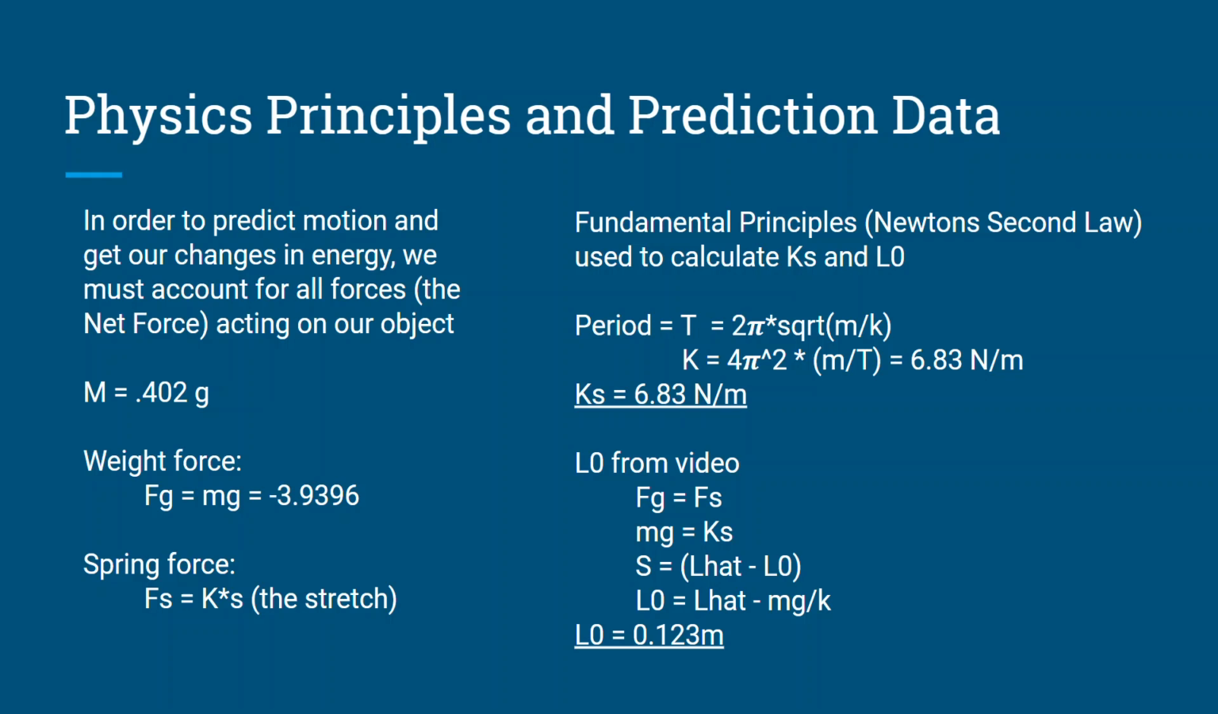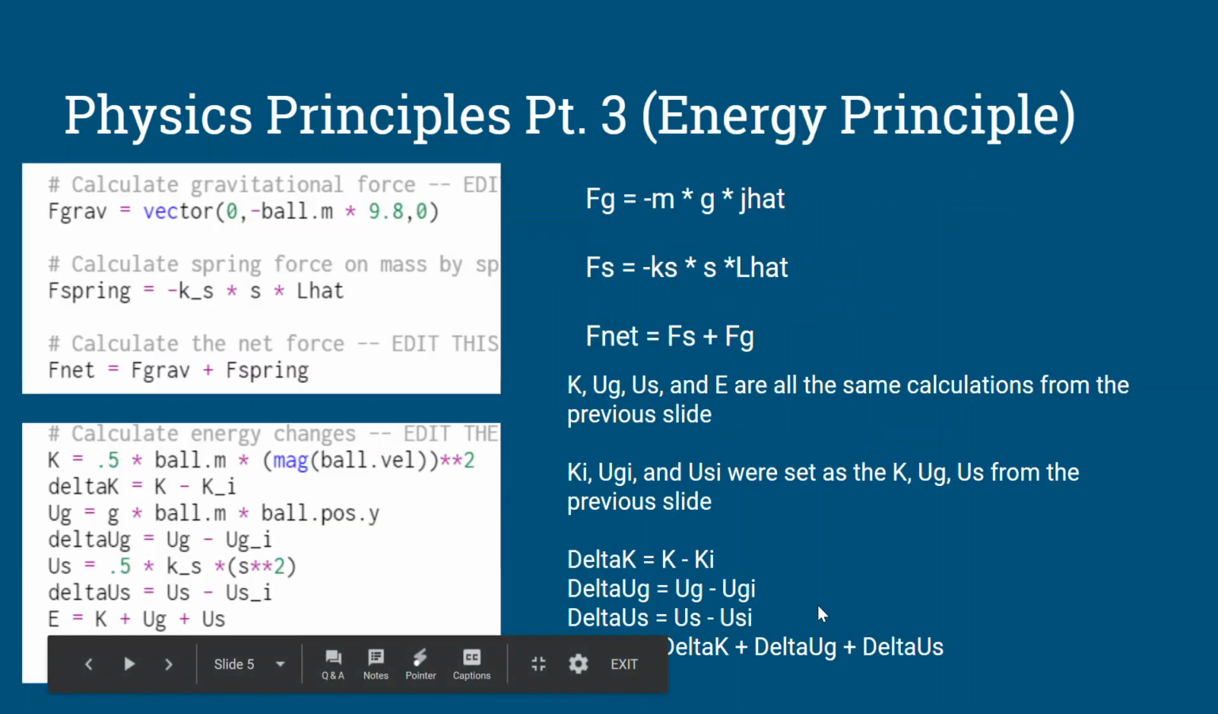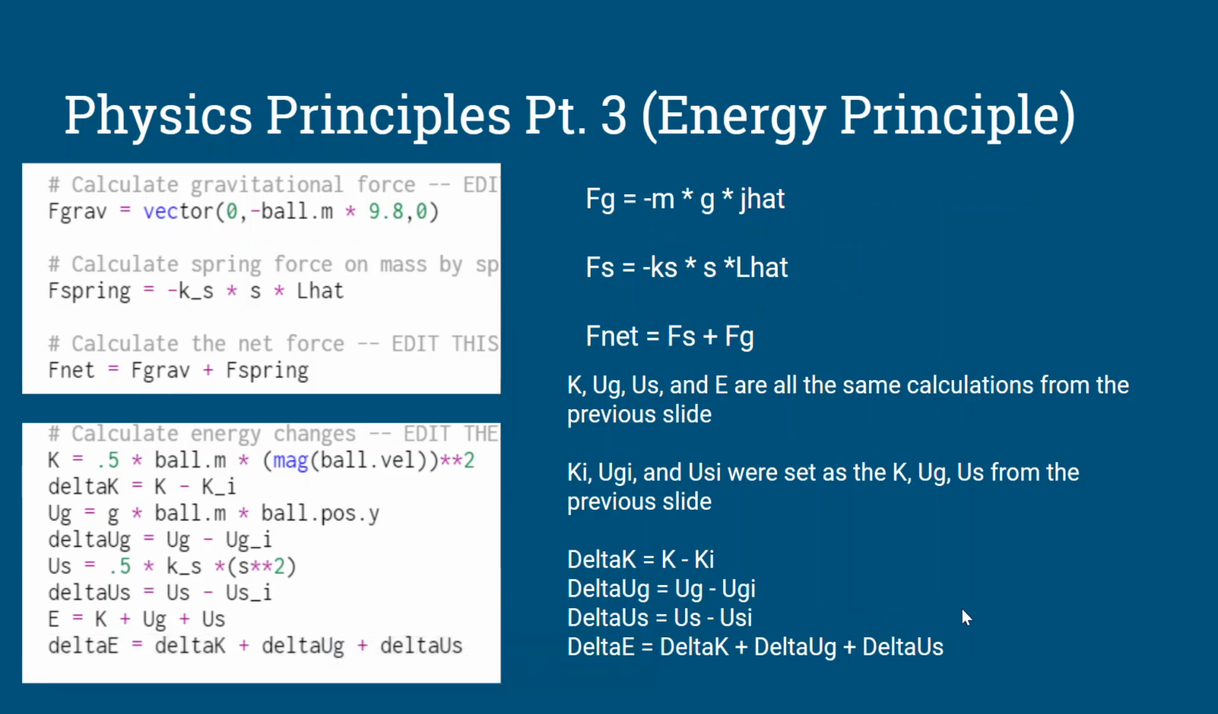0.123 L0. I then used the energy principle to apply the initial energies outside of my while loop for K, potential gravitational, potential spring, and our overall energy here. I applied the four different equations that we know into my code, as you can see from right to the left. I then used both principles of the Newton's second law and mainly the energy principle here to calculate out my gravitational force, my spring force, and then my total force, which was the sum of the two forces previously stated.